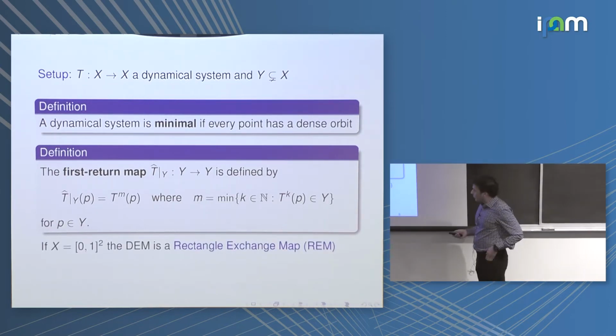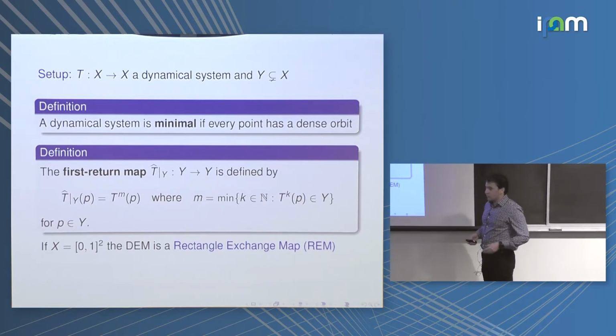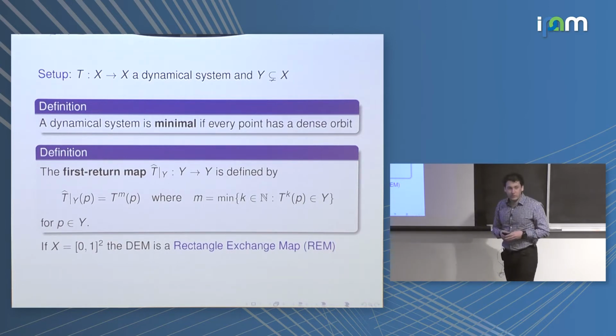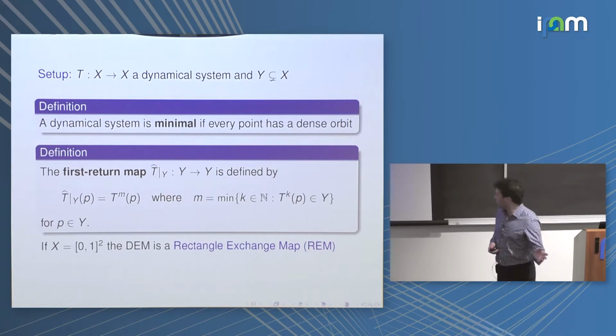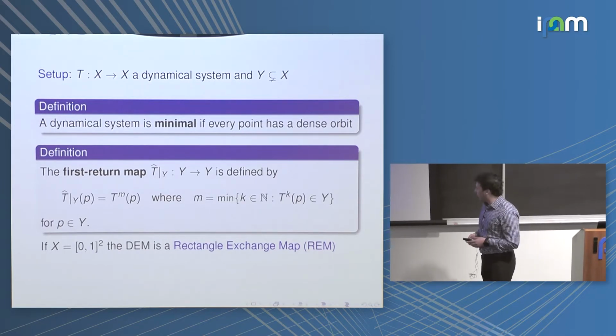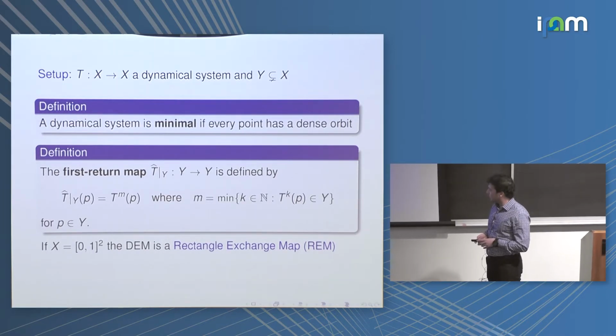I'm also going to specialize to the case where the domain is a square. Before, I showed you the case where the domain is a disk, but we'll specialize to the square. And then the tiles are going to be rectilinear, for the reason that this gentleman was pointing out. And so we call it a rectangle exchange map, or REM.